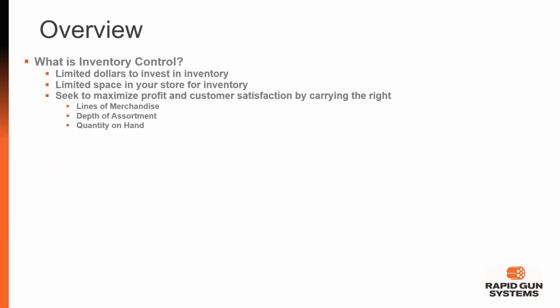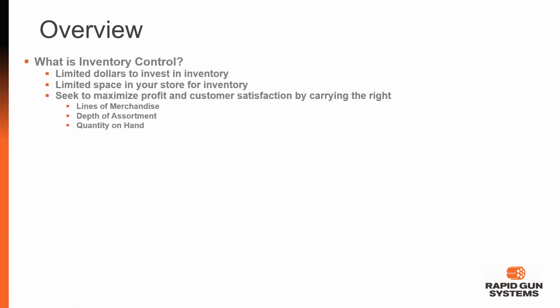The place where we want to start is, what is inventory control? What does that mean? Well, to us, it means you've got limited dollars to invest in your inventory. If we had unlimited dollars, we wouldn't have to worry about this so much. You've got limited space in your store for inventory. So what we want to do is maximize your customer satisfaction and maximize your profits by making sure that you're in the right lines of merchandise, by making sure that if you're choosing to be in a line of merchandise, you have the depth of assortment that you need, and also to make sure that you have the quantity on hand for each item in your assortment that is appropriate.